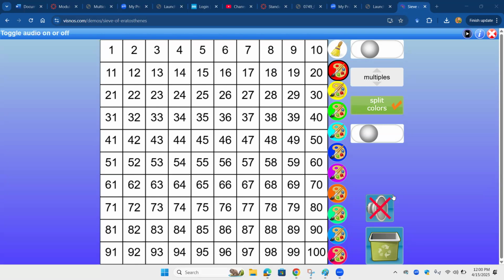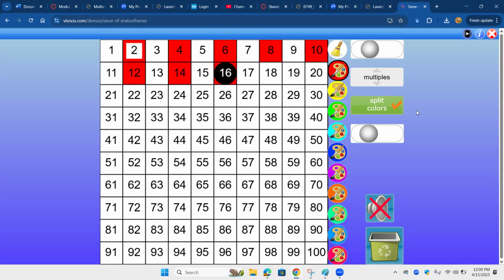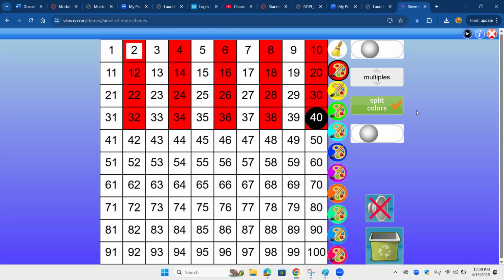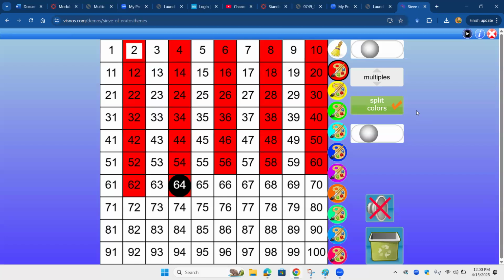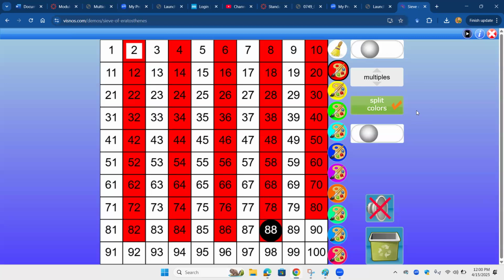So I'm going to choose 2, and it's going to get rid of all the multiples. It's a way to find primes, to find all the primes less than 100. Well, 2 is a prime, but all the other multiples of 2 are not prime because they're a multiple of 2. So 2 times 3, 2 times 4, 2 times 5, and so on. The only one I can keep is the 2, but all the other multiples of 2 I have to get rid of.